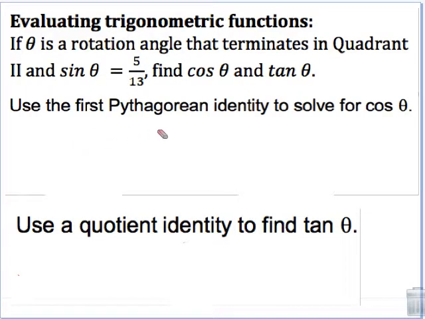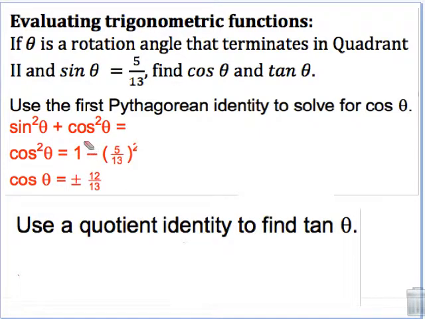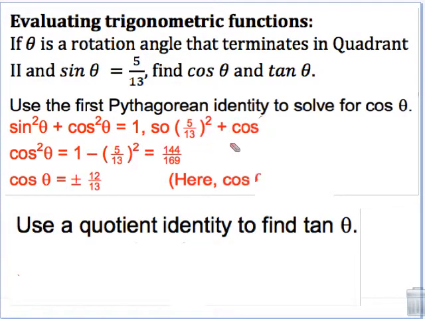Well, one of the identities we can use first, and we'll use it very often, is different variations of the Pythagorean identity. So this says use the Pythagorean identity to solve for cosine theta. Well, our Pythagorean identity, remember a squared plus b squared equals c squared? We're applying that to our unit circle.